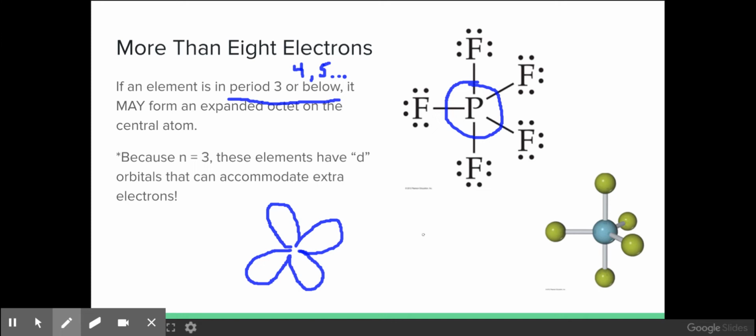Those cloverleaf-shaped orbitals allow elements in periods 3 onward the ability to overlap in new and creative ways in order to achieve expanded octets. So you should just be aware of the fact that, yeah, a lot of elements on the periodic table can form bonds with more than 8 electrons around them.